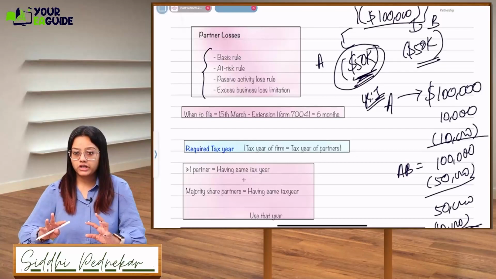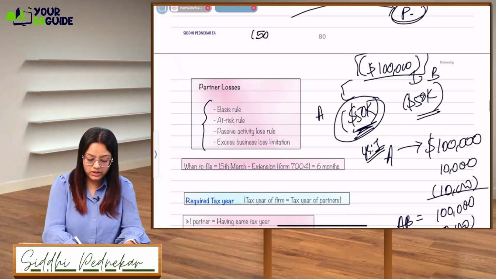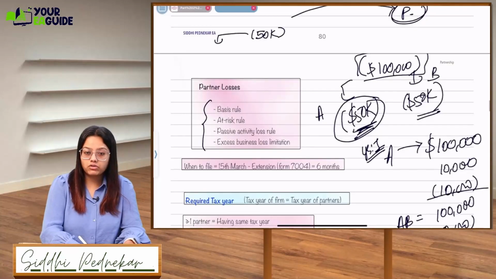So up to 40,000 you can first allocate. So my total loss, you have to calculate in this manner. First allocate it to the basis. What is my basis? It is 40,000. So what is the remaining 10,000?